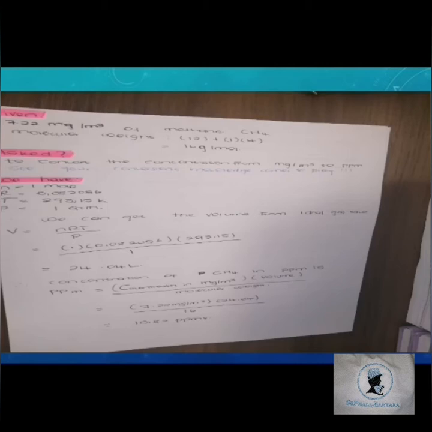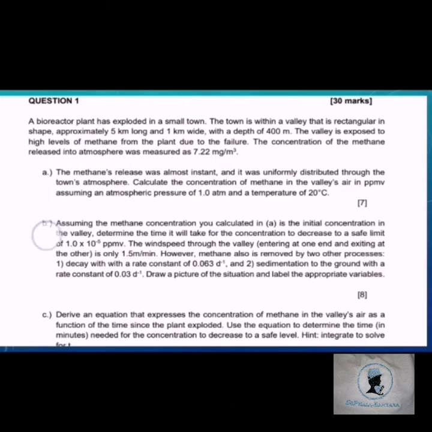That was my first question. The second question said, assuming the methane concentration you calculated in A is the initial concentration in the valley, determine the time it will take for the concentration to decrease to a safe limit of that. The wind speed through the valley, entering at one end and exiting at the other, is only 1.5 meters per minute. However, methane is also removed by two other processes, decay with a rate constant of that and sedimentation to the ground with a rate constant of that. Draw the situation and label the appropriate variables.